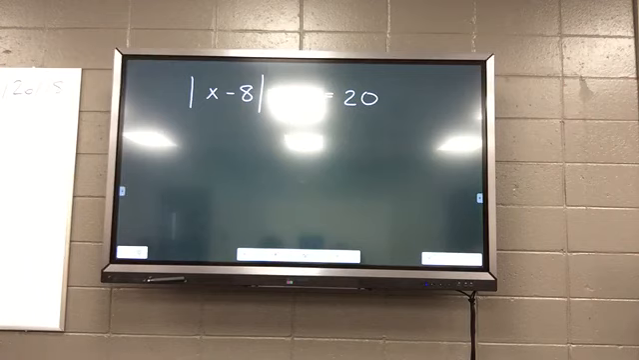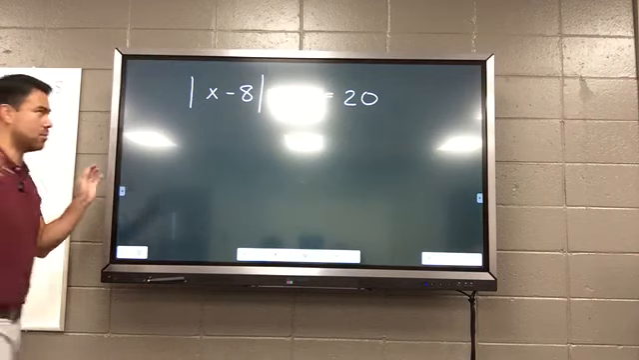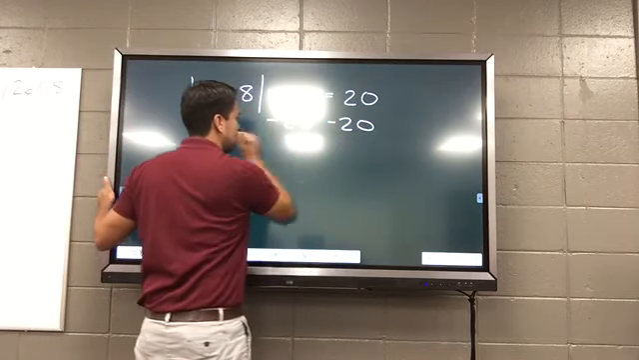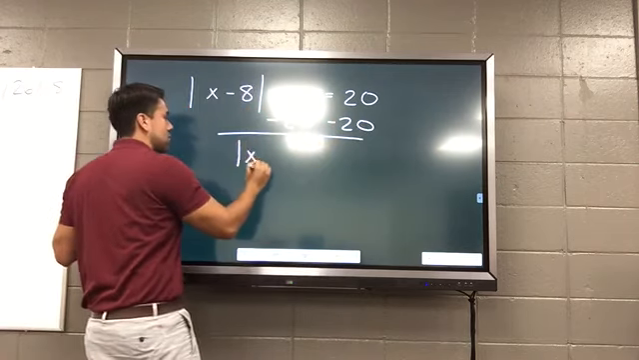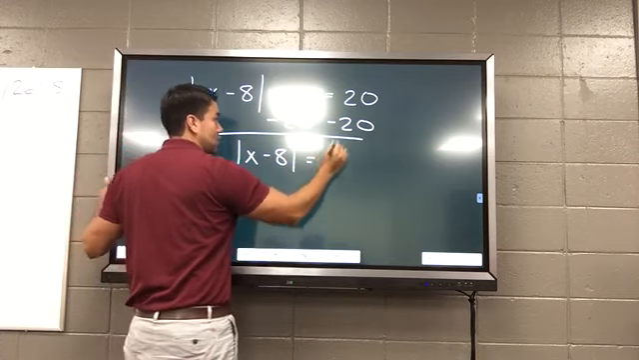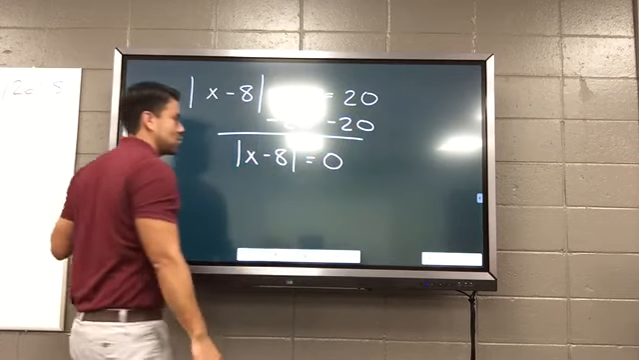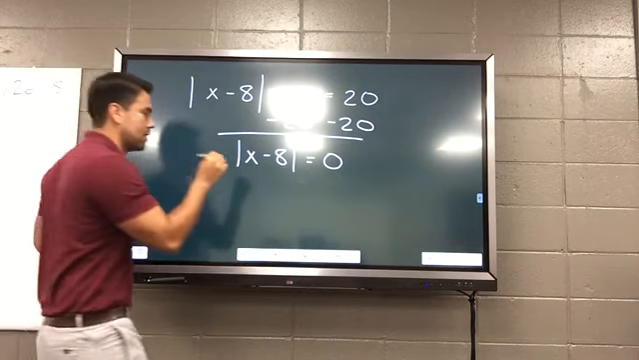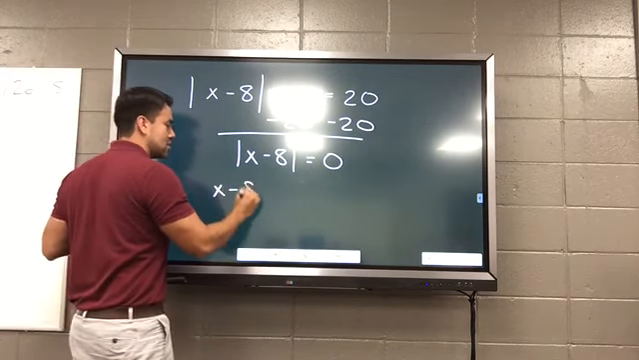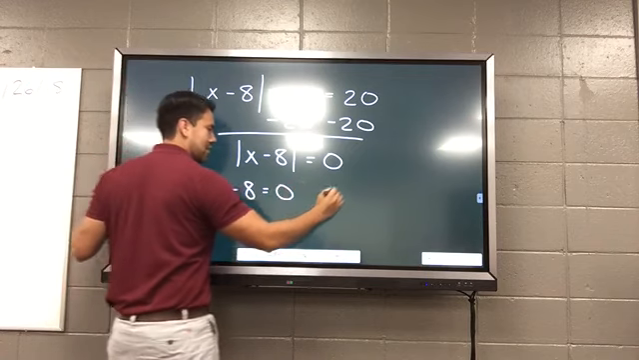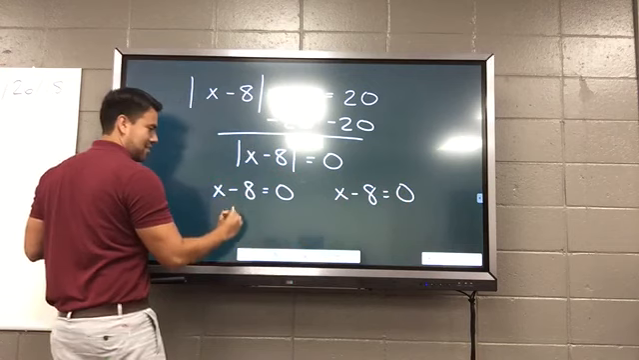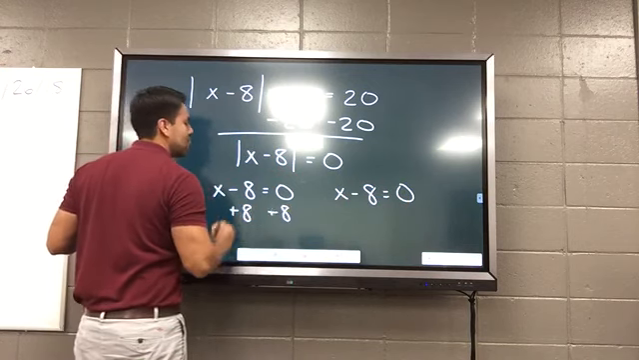All right, this one I'll work it out a little bit behind what you're doing. Hopefully you subtract the 20 first, because you want to get the absolute value by itself. And then you get 0. Right? 20 minus 20 is 0. Not nothing, and not 1, but 0. You get 2 equations. Right? Got it.